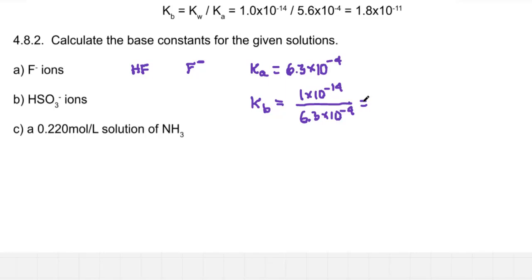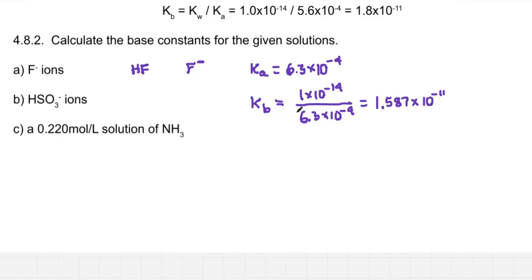And when you put that in, 1 times 10 to the minus 14 divided by 6.3 times 10 to the minus 4, you should get 1.587. That's too many sig digs, but just so you can check your work, times 10 to the minus 11 for the base constant. If you got 1.587 times 10 to the minus, what would it be, 19?